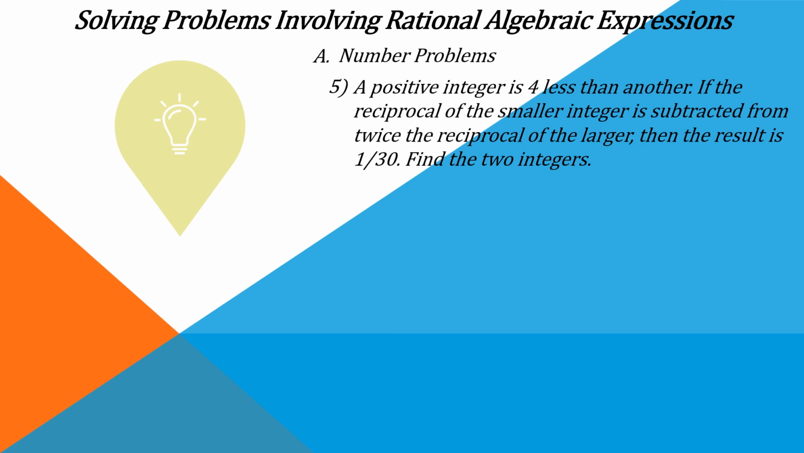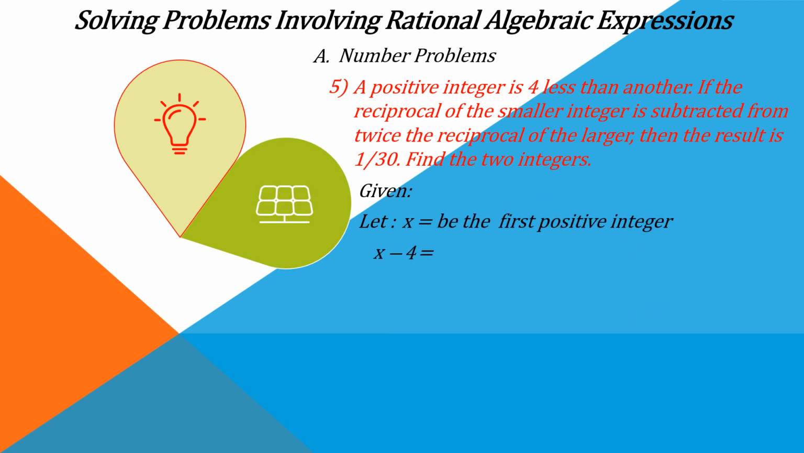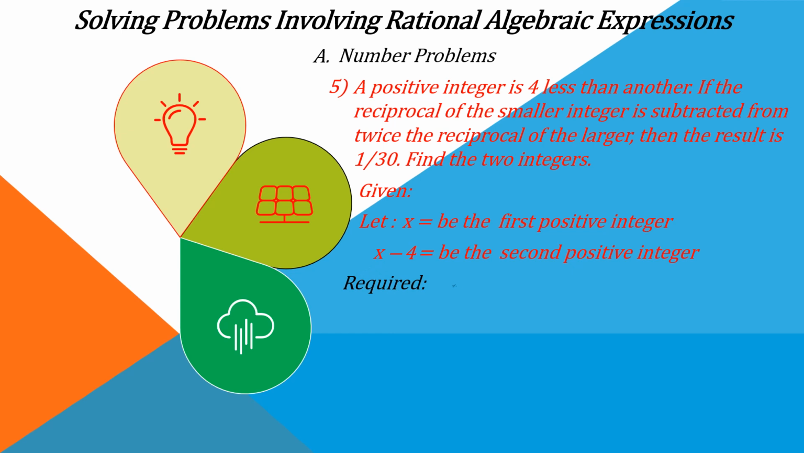Again, we need to understand what the problem is telling us. A positive integer is 4 less than another. So, given, let x be the first positive integer, and x minus 4 be the second positive integer, and we are required to solve for x.